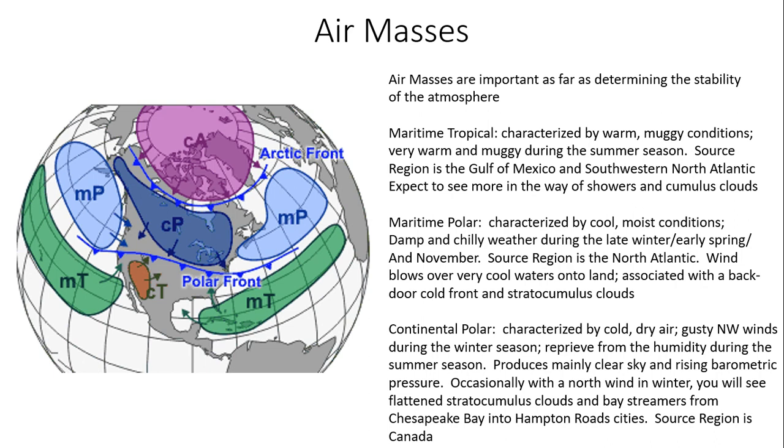Now, maritime tropical air is characterized by warm, sticky, muggy conditions, very warm and muggy during the summer season when you're just sweating. The dew points get into the lower to middle, sometimes even the upper 70s with this type of air mass. Source region is the Gulf of Mexico as well as the southwestern North Atlantic. And with a maritime tropical air mass, these generally lead to an unstable atmosphere when they move into the area.